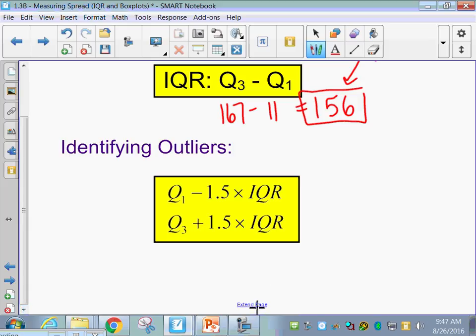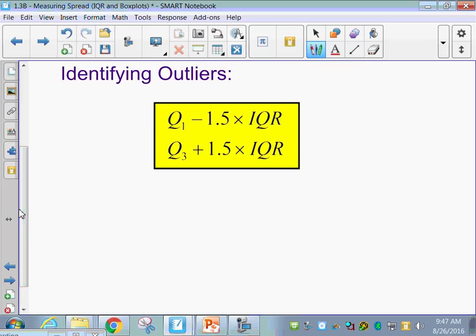How we do an outlier. This is the official way, and we want to memorize this. Anything below Q1 minus 1.5 times the IQR will be a lower outlier. Anything above, sorry you guys, I kind of went out of order. Where is this one on here? Identifying outliers. Okay, it's on the back. Anything above Q3 plus 1.5 times IQR is an outlier.